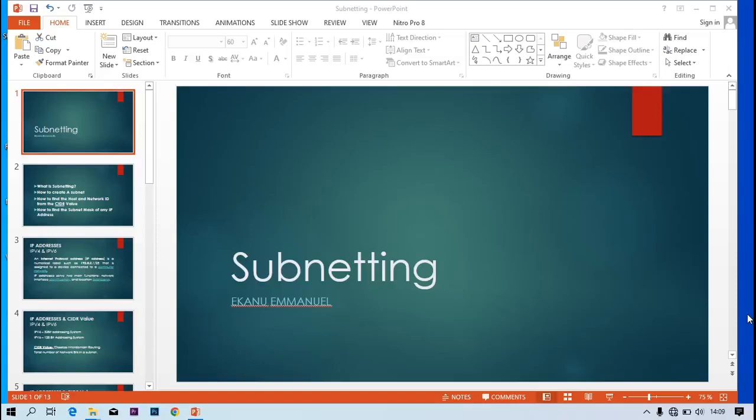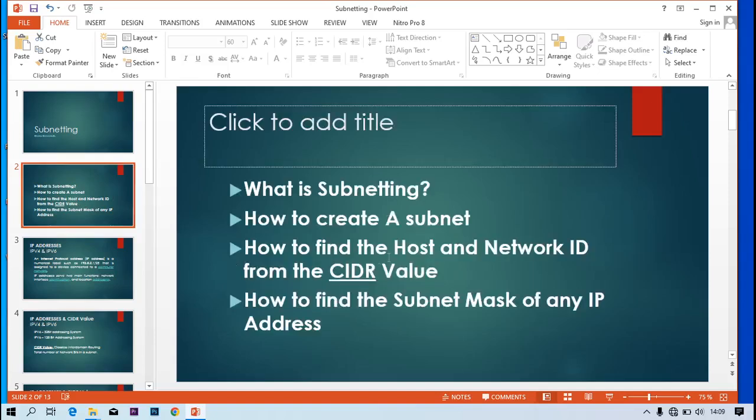Welcome to this channel. Today we shall be going through subnetting and all you need to know about subnets. Now we shall try to define what subnetting is, how to create a subnet, how to find the host and network ID. We shall need to know what a CIDR value is, how to find the subnet masks of an IP address, and all questions associated with subnetting.